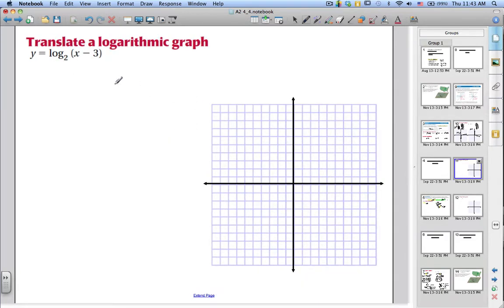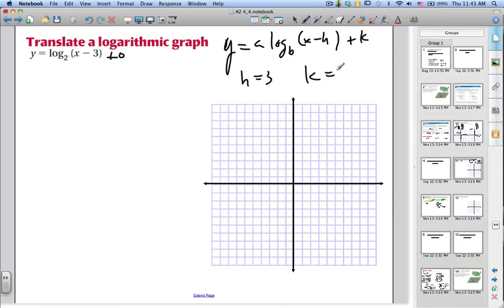Now we have h and k, remembering that y is equal to a times the logarithm base b of x minus h, plus k. So h is in parentheses with x, so what's being subtracted from x is 3. H is equal to 3. And nothing's being added on here at the end, so k is equal to 0. Now that I know what h and k are, I'm going to ignore them.